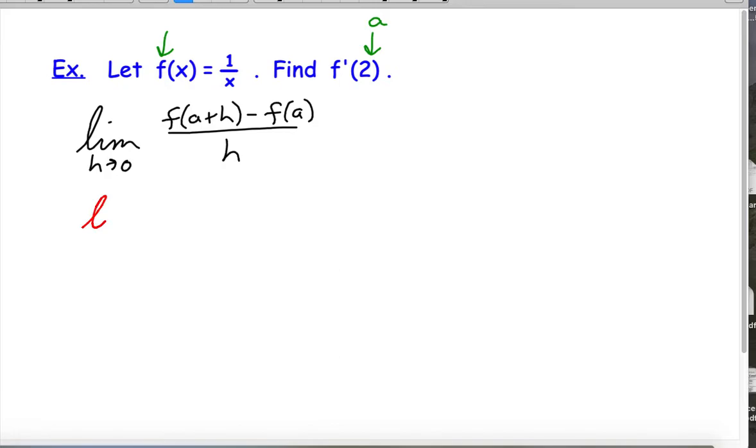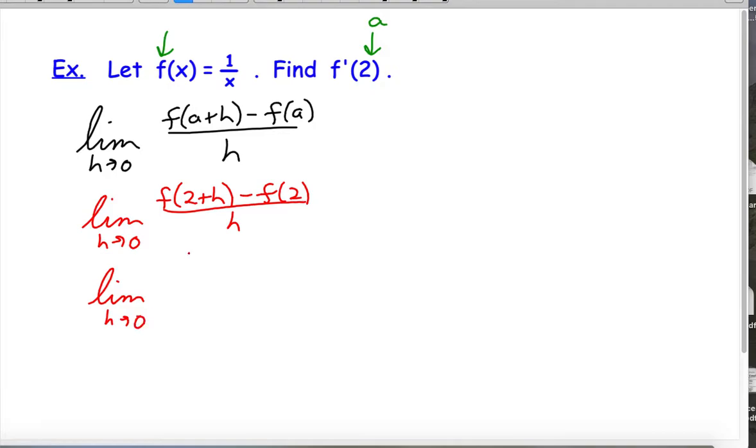So we're going to do the limit as h approaches 0 of f of 2 plus h minus f of 2 all over h. Now I'm going to plug in 2 plus h into this particular function. So that'll be 1 over 2 plus h. And then f of 2 is 1 over 2. And remember, that's all over h.